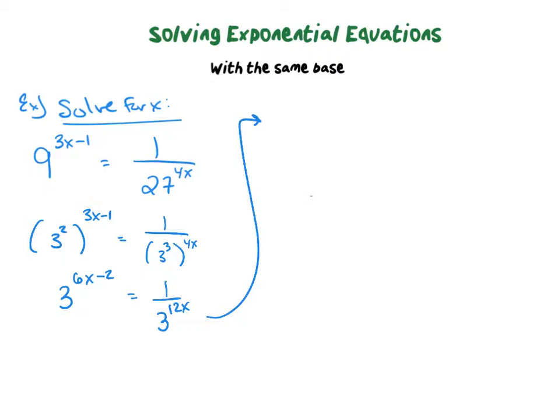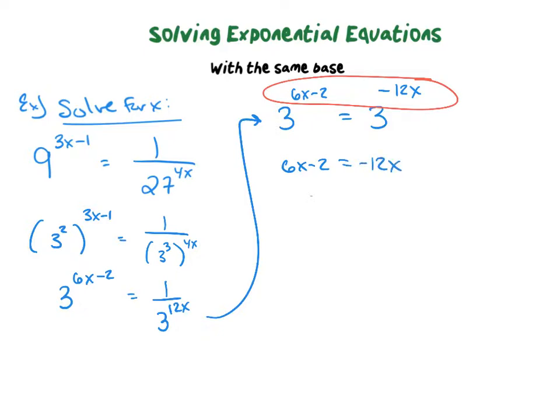They're close. They both have 3's, but I want both of them to be in the numerator. So 3 to the 6x minus 2 is fine, but that 1 over 3 to the 12x, I'm going to make it 3 to the negative 12x. Great. Now both sides have base 3, so the only way that can be equal is if the exponents are equal. So 6x minus 2 equals negative 12x. Subtracting the 6x to the other side, I've got negative 2 equals negative 18x. So x is equal to 1/9.